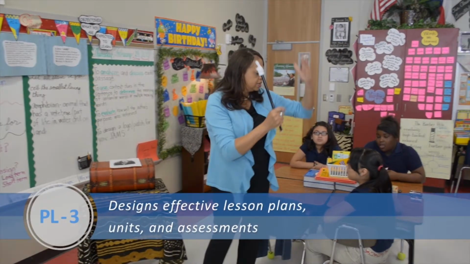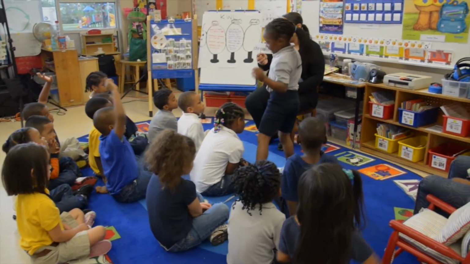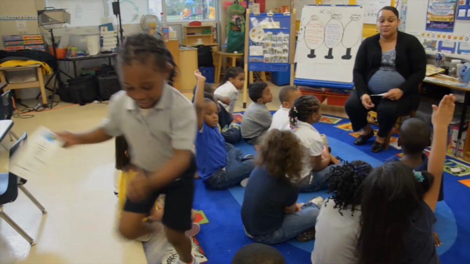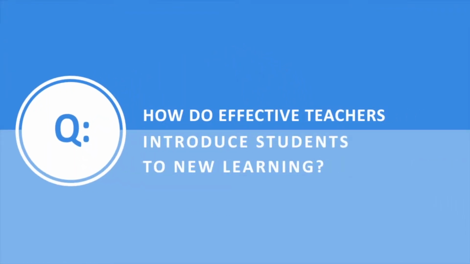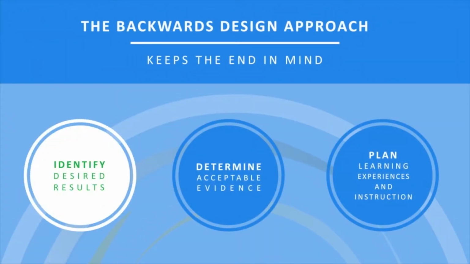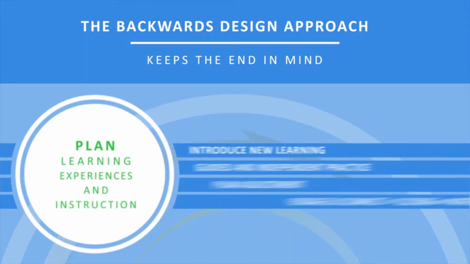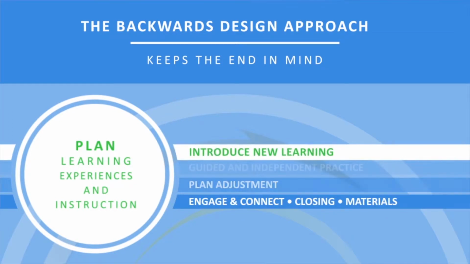Introducing new learning places new material in context for students and helps them understand why learning the new material is relevant and important. This phase of the lesson cycle will address the question, how do effective teachers introduce students to new learning? When writing a lesson plan, effective teachers use a backwards design approach by keeping the end in mind. After identifying the desired results, which are the curriculum standards, and developing or selecting a tool to determine acceptable evidence of mastery, teachers plan learning experiences directly aligned to the curriculum standards.